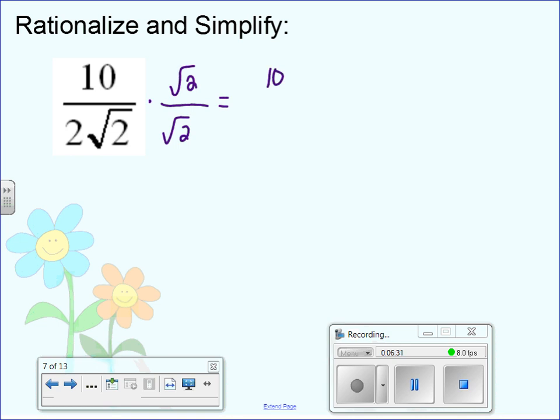Now on the top it'll be 10 radical 2. On the bottom it'll be 2 times radical of 4. The square root of 4 equals 2, and 2 times 2 is 4. So this is what I'm looking at about now.